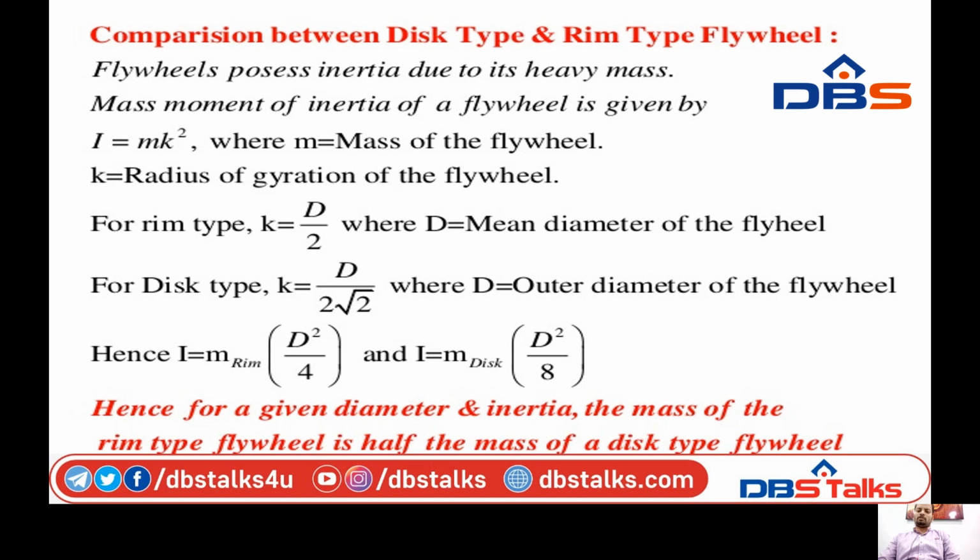So d square by 2 square means d square by 4. And I is equal to m k square for disk, where k is equal to d by 2 root 2. So d square by 2 square is 4, into root 2 whole square, which is simply 2. So 4 into 2, that is 8. Hence, for a given diameter, the inertia and the mass of the flywheel can be calculated for the disk type and rim type.